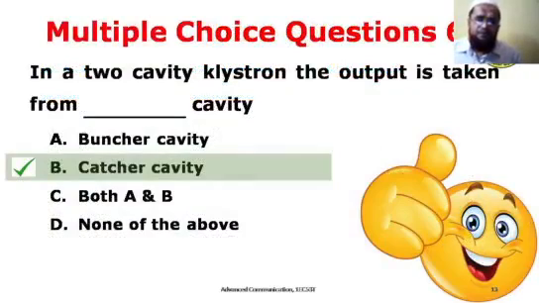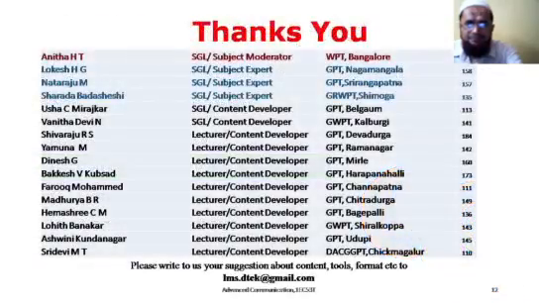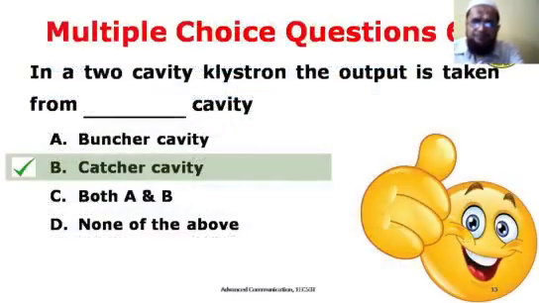Now let us go through some multiple choice questions. I expect you to answer me loudly so that I can listen properly. First question: in a two cavity klystron, the output is taken from the catcher cavity. Here the answer itself is being given. We have two cavities, one is the buncher, another is the catcher.